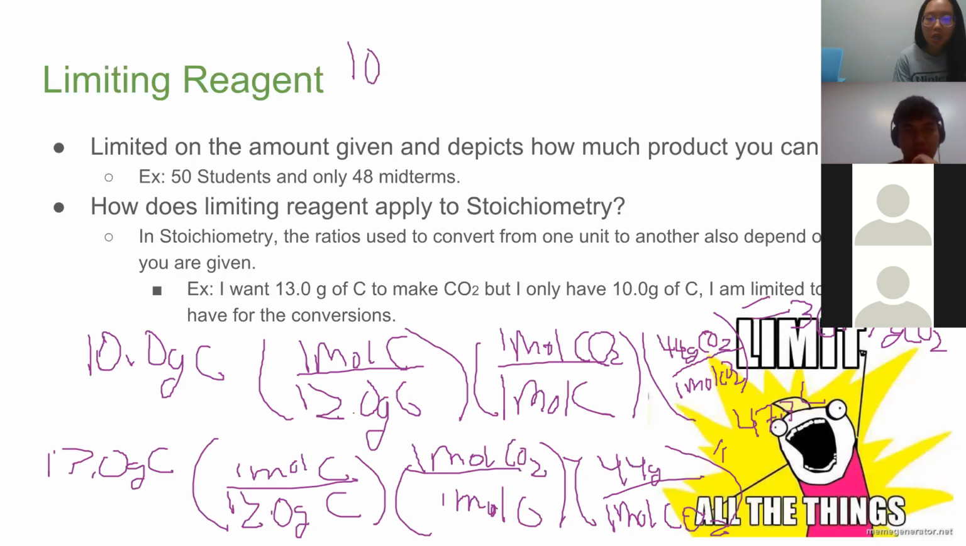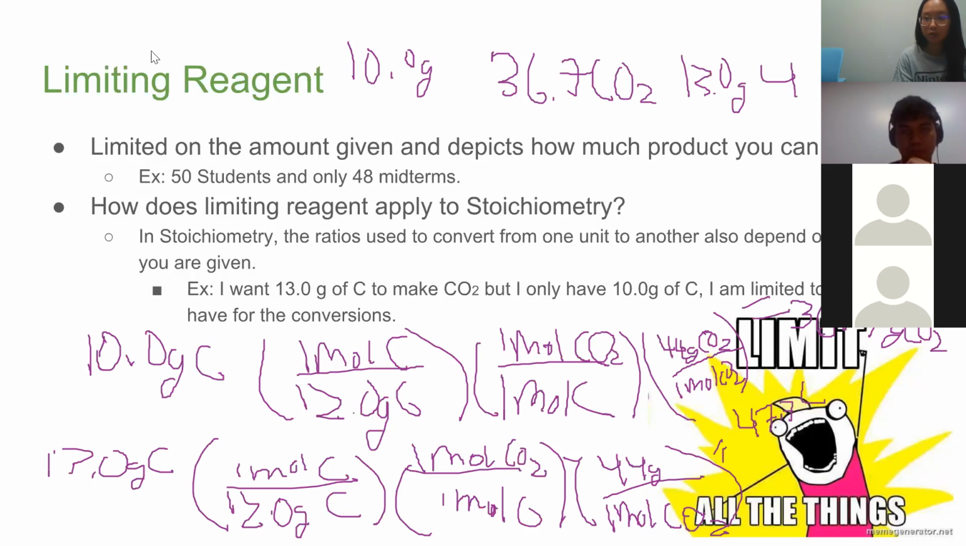So with 10 grams, we get 36.7 grams of CO2. But with 13 grams, you make 47 grams of CO2. So we can see that we're very limited to what you were given, which again goes back to the whole conversion of the individual reagents in stoichiometry.